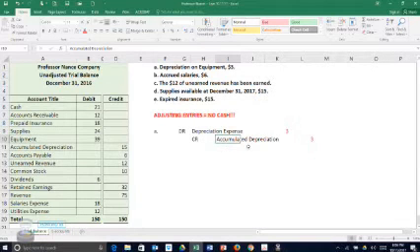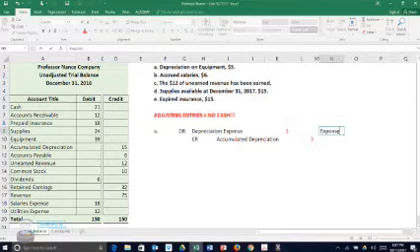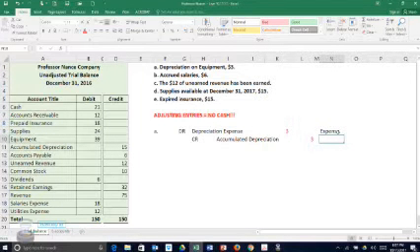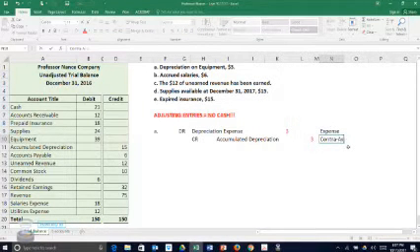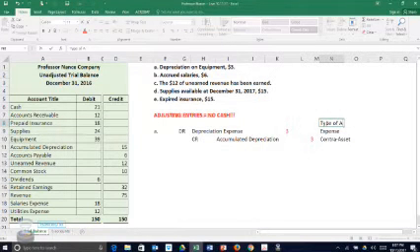And just for kicks and giggles, we're also going to quickly denote what type of account each of these is. Depreciation expense is always going to be an expense account because it ends in expense. That should be pretty easy. Accumulated depreciation is a contra asset account. Okay? So that's just something for you to keep in mind when you're going through this.